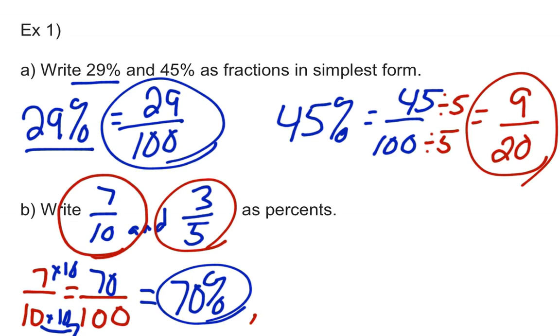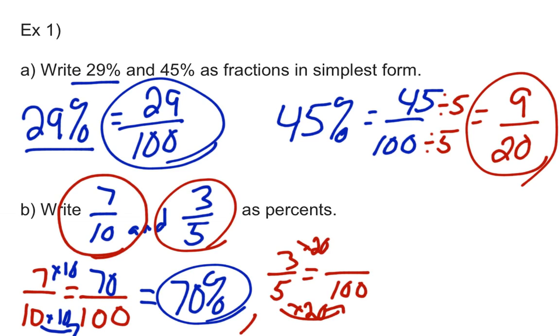Okay, so you should be done with that. We're going to take 3/5. And again, what we want to do is change this into something over 100. So we look and say, how do I change it? Well, 5 times 20 gives me 100. So then I do 3 times 20, and that gives me 60. So we get 60 over 100, which is just 60%.